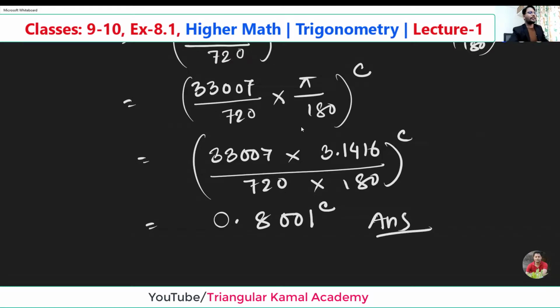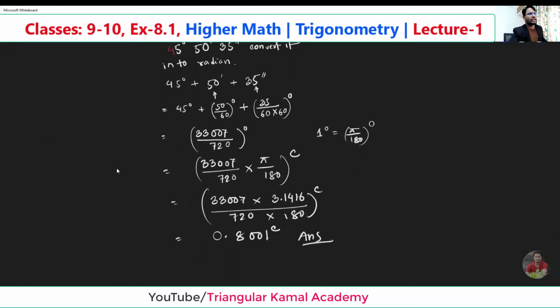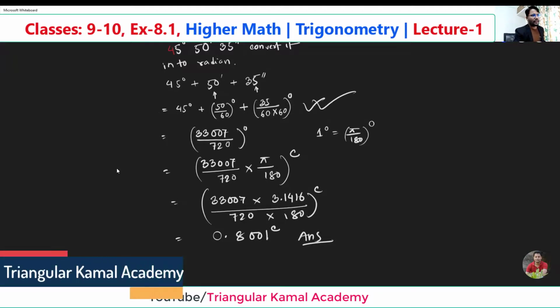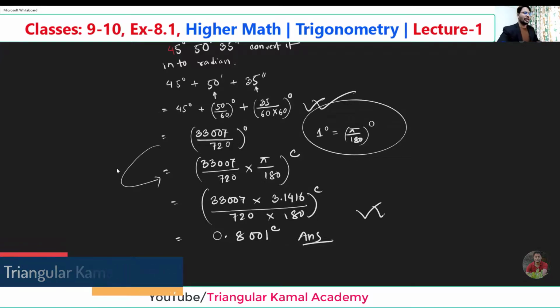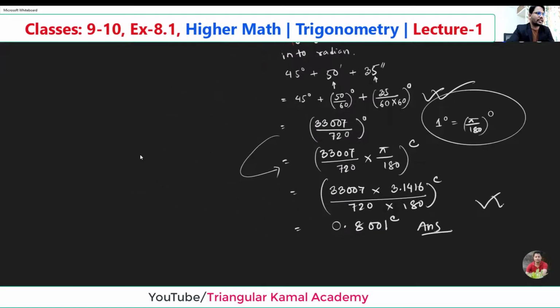So if we convert sexagesimal system to the radian, definitely step by step we have to convert. First degree, then if there is a minute we have to convert this one into the degree, then second has to be converted into the degree. Finally this degree, with the relation, we have to convert into the radian. This is the answer. In the same way, inshallah, we will practice a few maths from exercise 8.1.